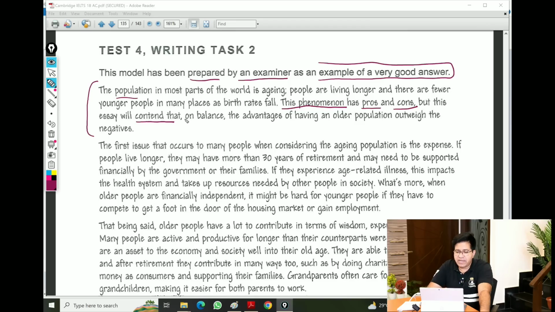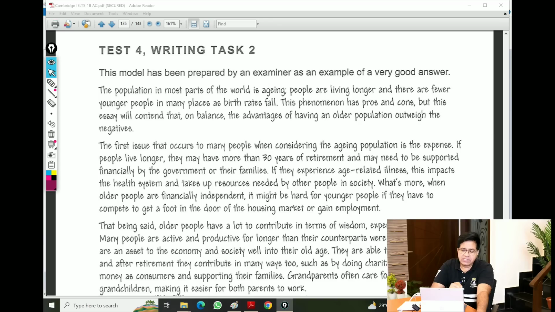This essay will contend that on balance, the advantages of having an older population outweigh the negatives. So advantages are more. This is your opinion. You can see in this introduction there are only two sentences. Sentence number 1 is a general sentence about the topic. Sentence number 2 is the thesis sentence, where you've mentioned what this essay will do.